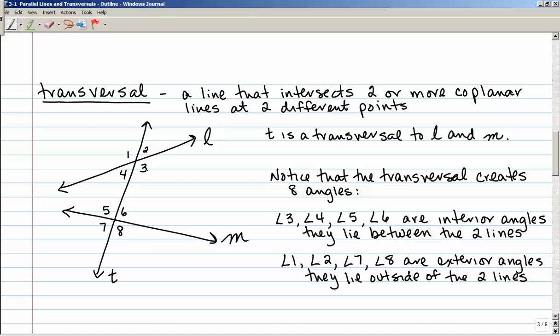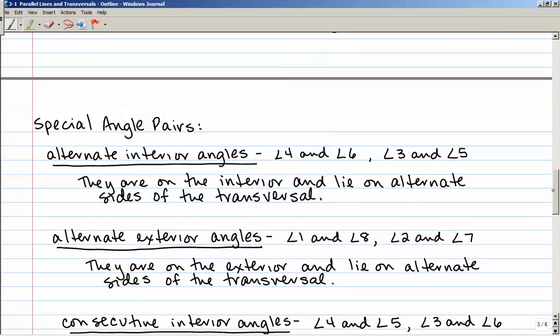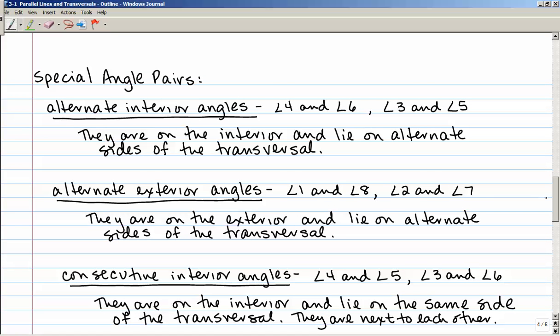We call angles 3, 4, 5, and 6 interior angles because they lie between lines L and M. We call angles 1, 2, 7, and 8 exterior angles because they are on the outside of the 2 lines that are being cut by the transversal. And beyond that, we actually have some more special angle pairs that take this a little bit further.